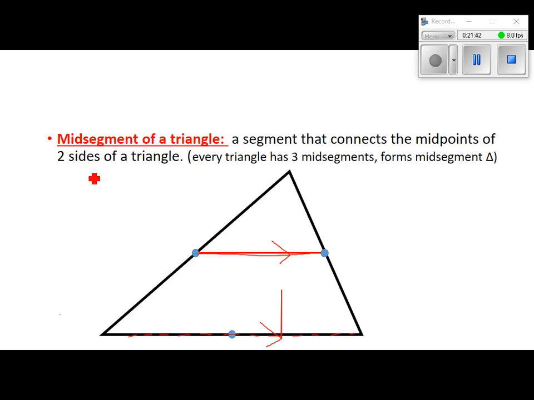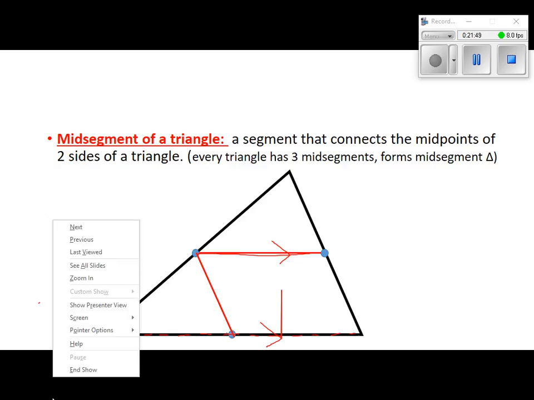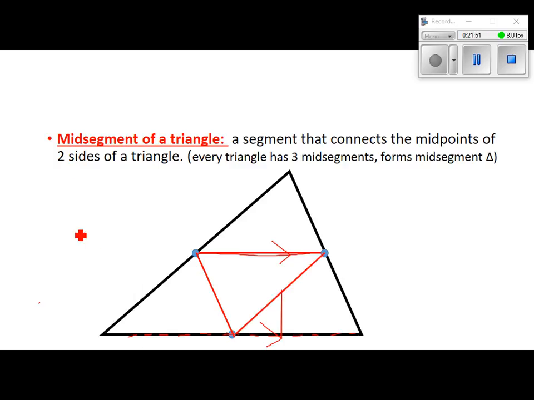If I do the other midpoint down here on the bottom, I got that midpoint right there, and then I connect it. That's another mid segment for this triangle. If I connect it to there, that's another mid segment. Every triangle is going to have 3 mid segments. When I connect those and I have this triangle in the middle that connects all the mid segments, that's called the mid segment triangle. And we know that the perimeter of that mid segment triangle is always half whatever the perimeter of the big triangle was.